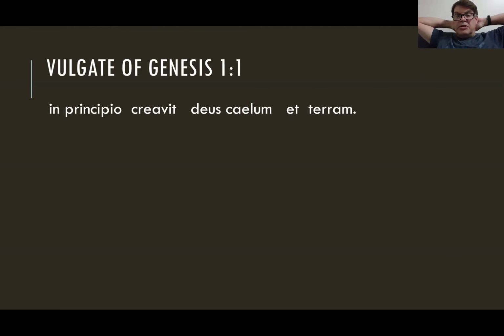We've been looking at Genesis 1:1. On Friday, we looked at it in Hebrew. On Monday, we looked at the Septuagint in Greek. And today, we want to look at the Vulgate. The Vulgate, of course, is the standard Latin translation of the Bible.